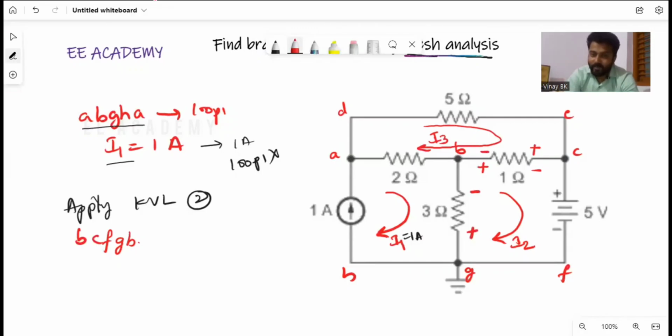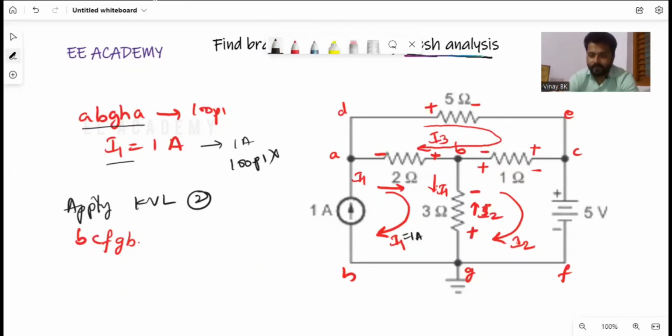Similarly, you can observe the loop ADE, CBA. I3 is flowing, so plus minus, again here, plus and minus. Clear? So here I1 is flowing. Here also downward I1 is flowing. Just for your reference, I am writing: I2 is flowing in the upward direction at the 3 ohm resistor. I2. Okay.